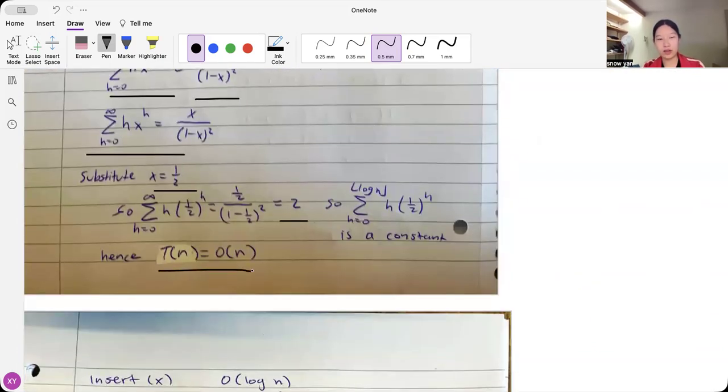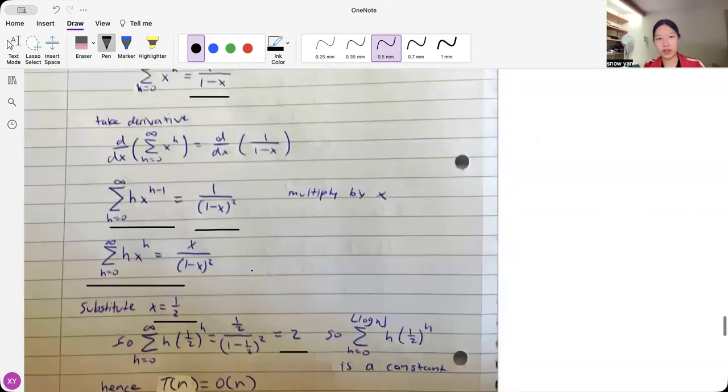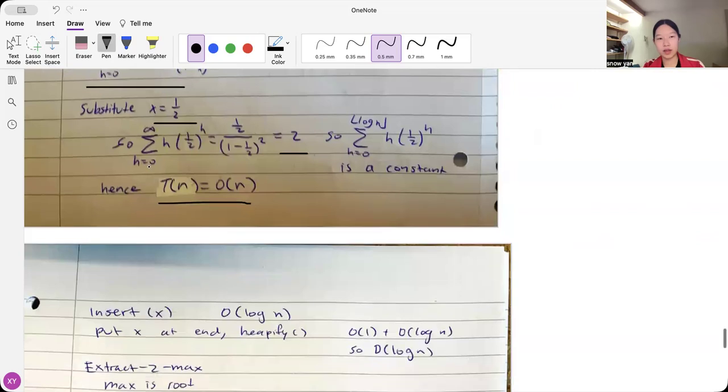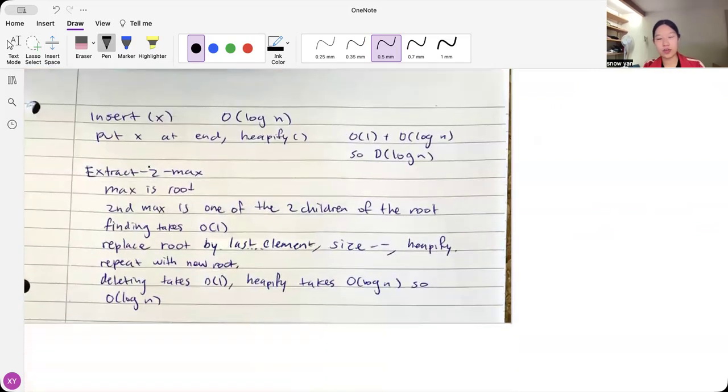So yeah, the time complexity would be O of n. This is the actual proof for why that's the case. And then for the insert function, it's pretty straightforward. You put x at the end, and then you call heapify. Putting x at the end takes O(1). Calling heapify takes log of n because we just swap it from the bottom up, and the height is log of n, so it takes log of n operations at most. So that's why it's log of n.